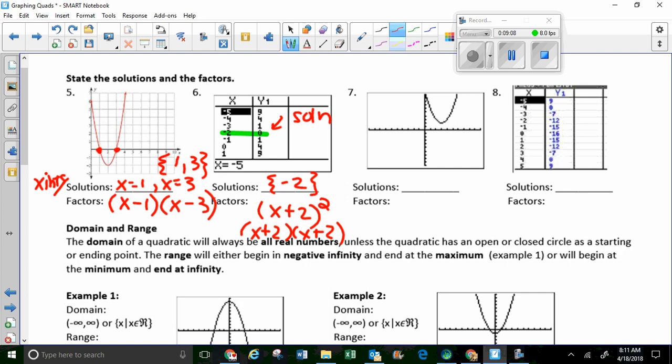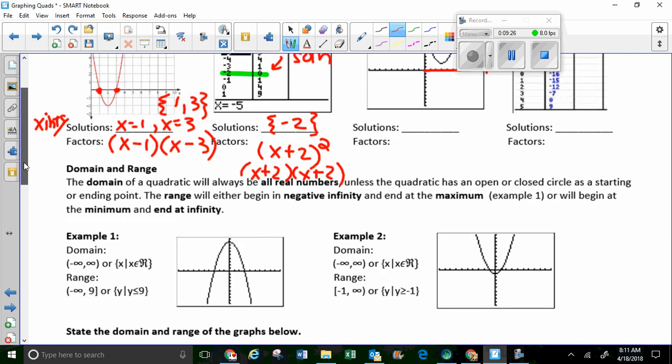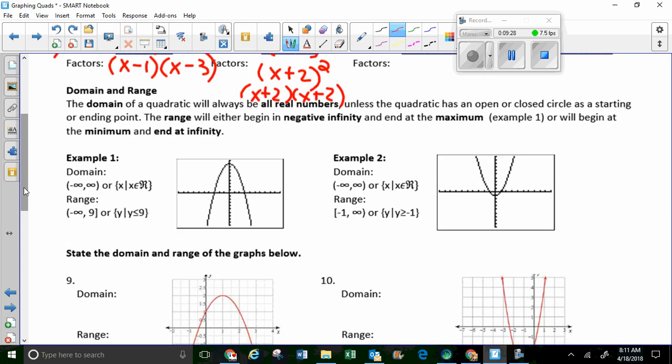Okay, I want you to go ahead and try number 7 and 8, if you haven't already. And by the way, on 7, does this ever cross the x-axis? No. So that might mean that it has no solution. Just a little hint.